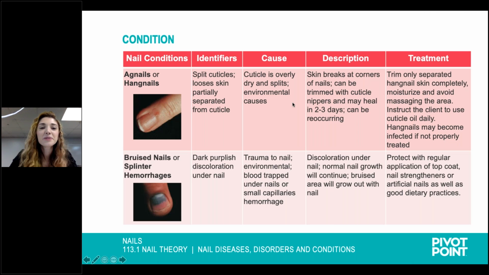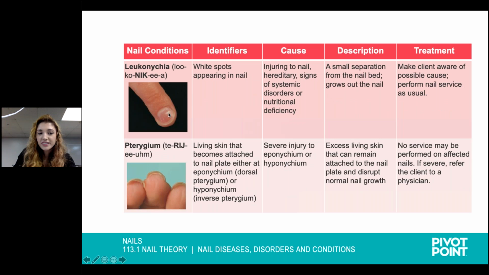All right, and then we have leukonychia. That's white spots appearing on the nail. This is typically due to separation of the nail bed. It looks like maybe you buffed it a little bit too hard. You could get what looks exactly the same by doing that.